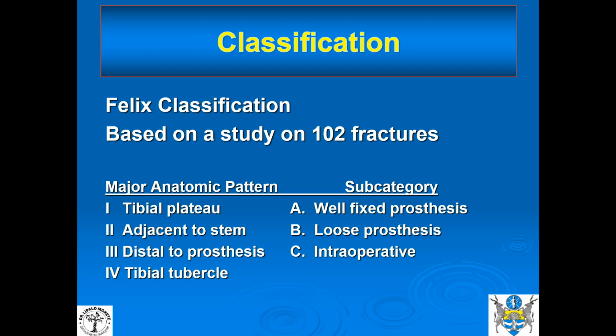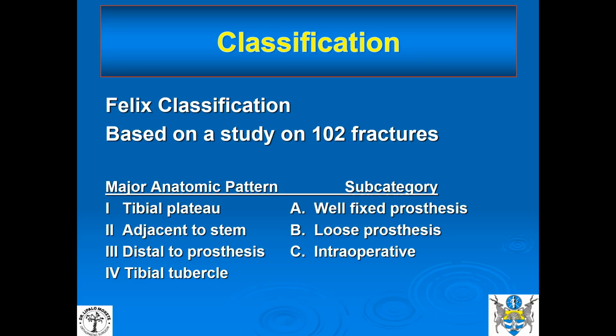Classification systems, there are a few classification systems, but the one that is probably most useful, most user-friendly would be the Felix classification. This is based on a retrospective study they did on 102 fractures that they had in their series. And essentially, the basis of it is one where they looked at a major anatomic pattern and then subcategorized that.